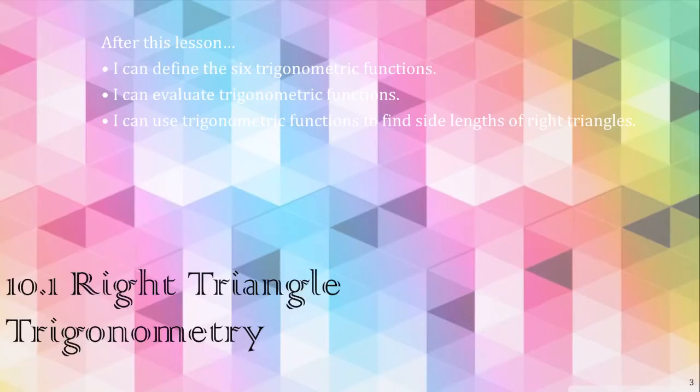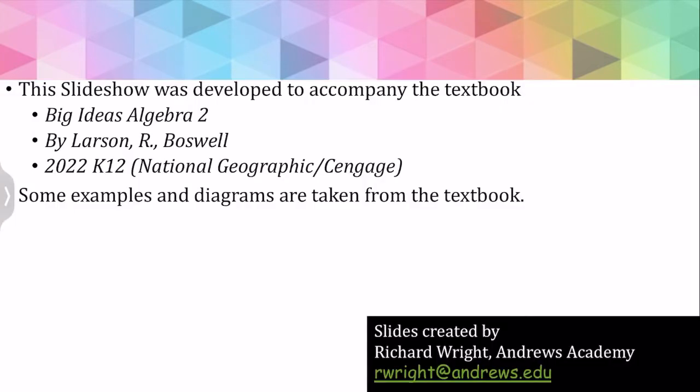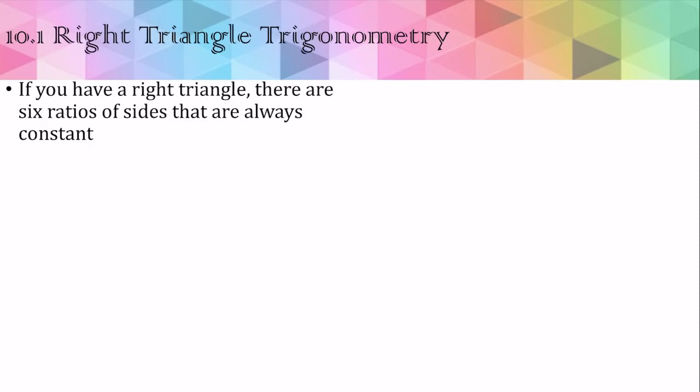Lesson 10.1, Right Triangle Trigonometry. Turns out that if you have a right triangle, there are always 6 ratios of sides that are constant.